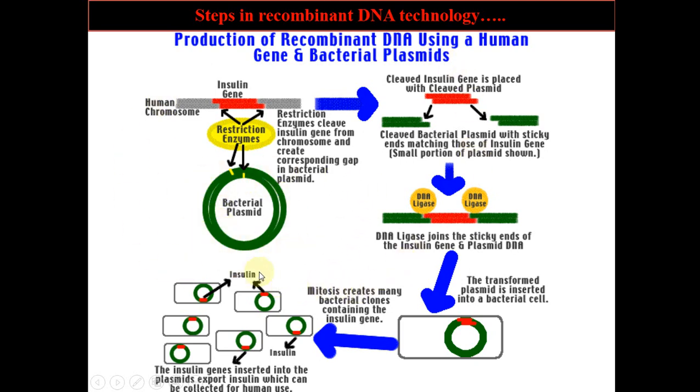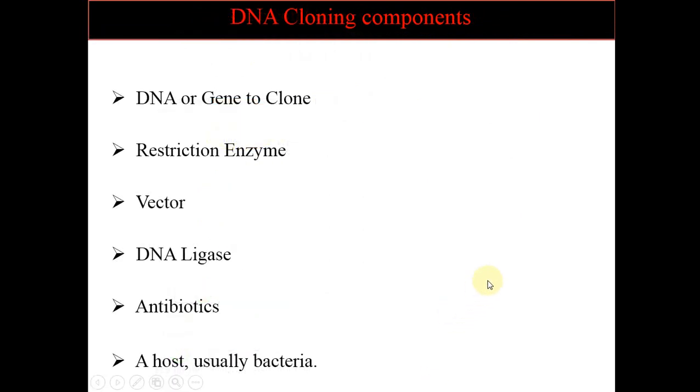Now we are going to discuss different types of vectors that are used in this process of transformation, or carrying the gene of interest to the host organism for its large scale production. These are the different DNA cloning components: gene of interest, restriction enzyme, vector, DNA ligases, antibiotic, and a host organism.